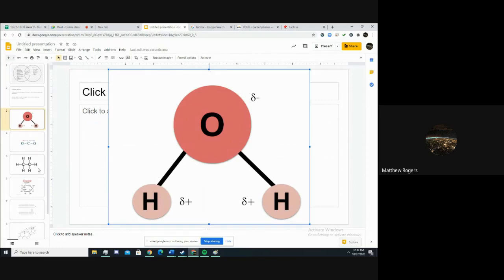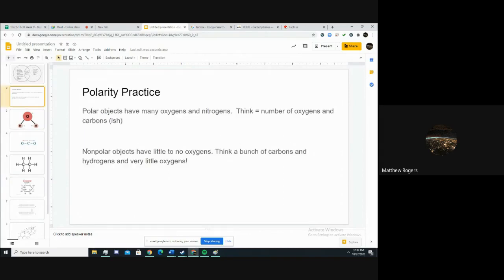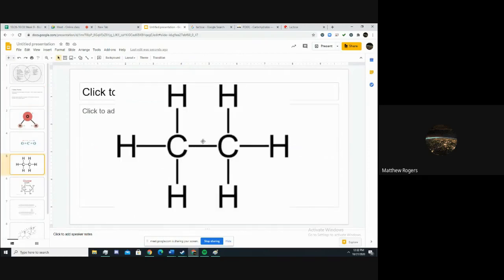Let's try a different one here. Let's try this guy. So this is ethane. If we go back to here, it says polar objects have many oxygens and nitrogens. Non-polar objects have little to no oxygens. So right here, I have 2 carbons and 6 hydrogens. This is a non-polar item. There's no oxygens or nitrogens here. This is non-polar. This is ethane, that we can use for a bunch of different things.